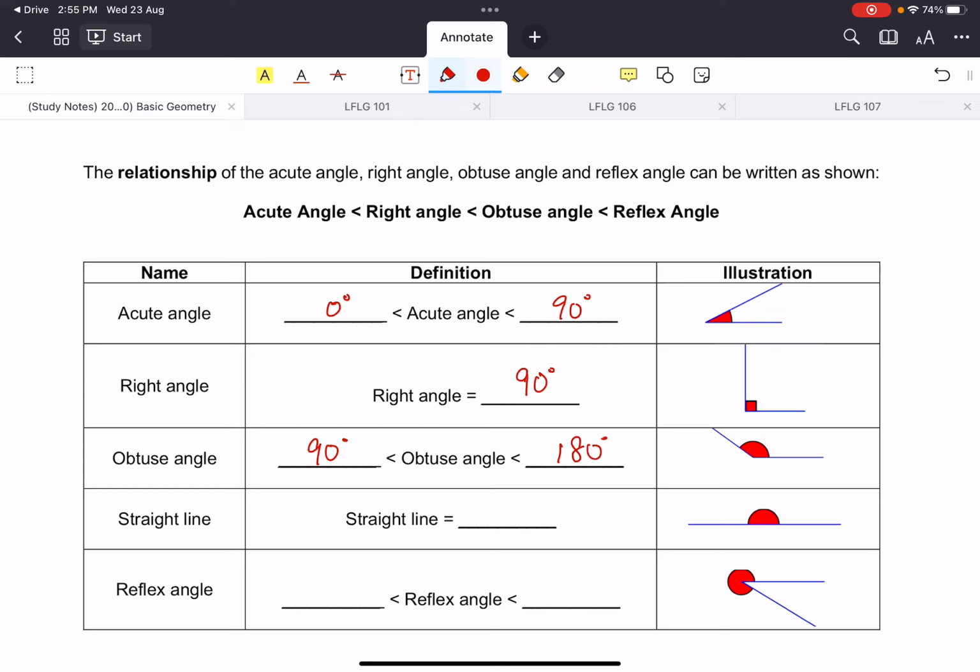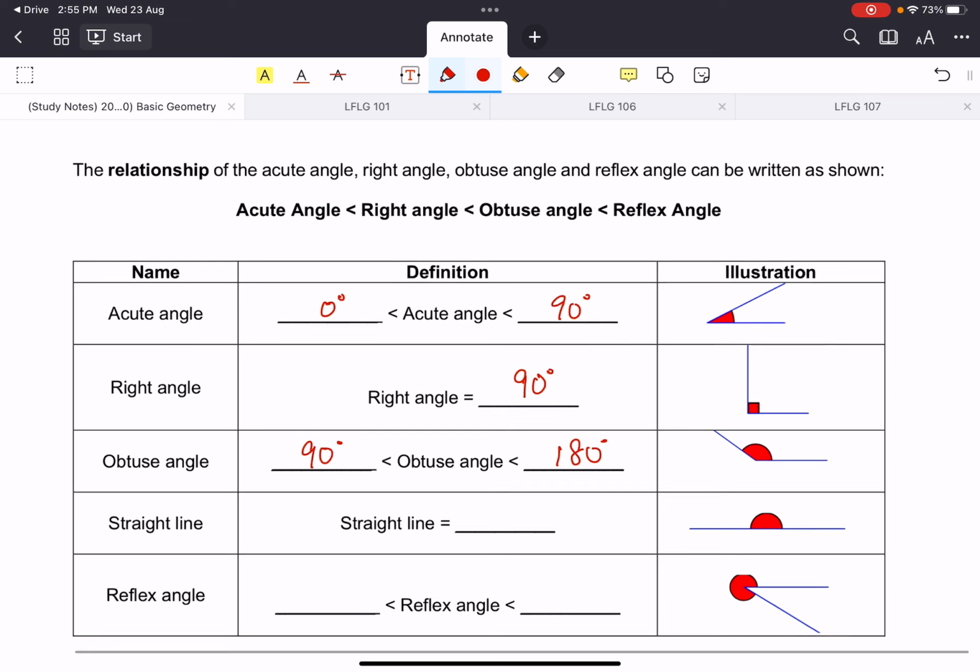So we're in between 90 to 180. Now, a straight line is actually 180 degrees, right? A straight line is basically two right angles adjacent to each other. And then if it is more than 180 degrees, we call them the reflex. And down here, we will just stop at 360 degrees. Why? Because 360 degrees is equivalent to 0 degrees, right? We know how that works.